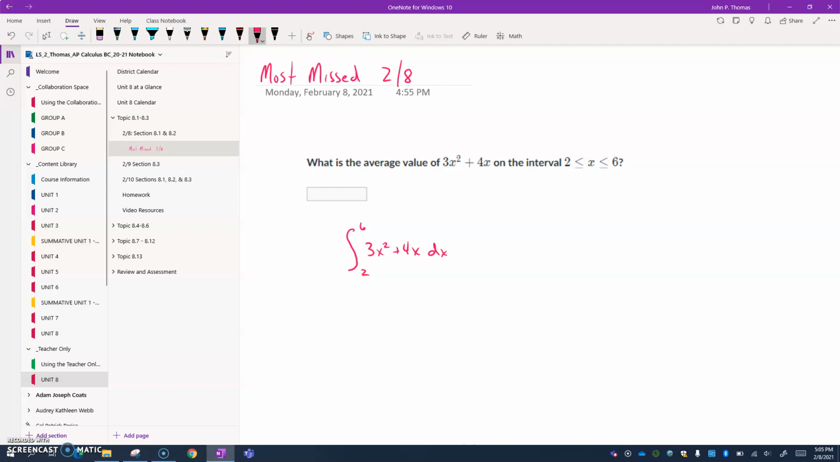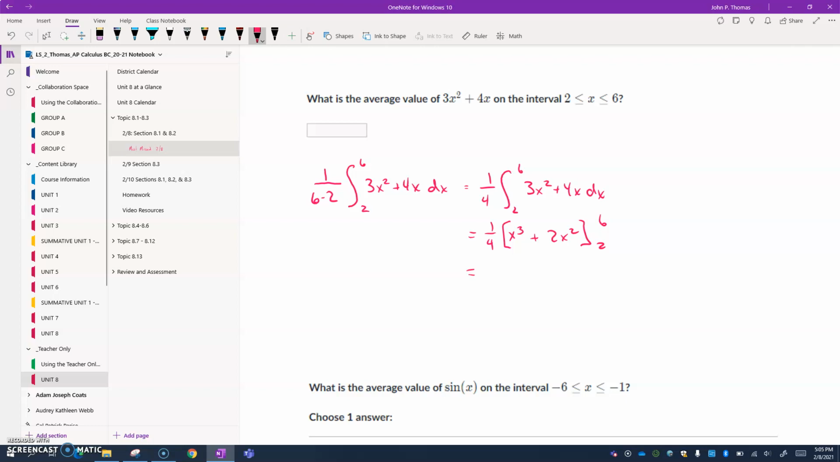And then what I want to do is divide it out evenly over the interval. So I'm going to divide it by 6 minus 2, which is 4. All right, so in this one I have 1/4 integral from 2 to 6, 3x squared plus 4x dx. All right, so I go ahead and take the antiderivative, which would be x cubed plus 2x squared from 2 to 6.